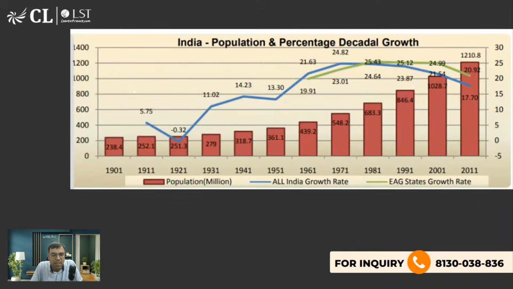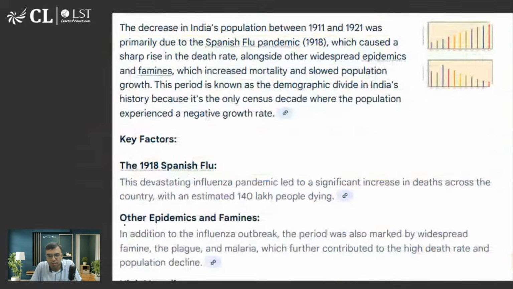Okay, that is what you should be knowing. तो आप देख सकते हैं, because of which it killed so many people. देखो 0.32% माइनस में चला गया ग्रोथ. So that's why 1921 is the year of great divide. This you should be knowing about. Okay. 1918 पे कहीं पे लिखते हैं. So 1918 you can say Spanish flu happened. Sharp rise in the death rate, and that is why the population number declined heavily.